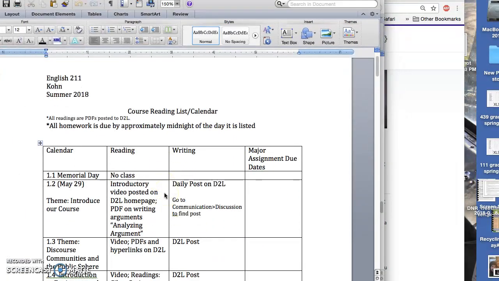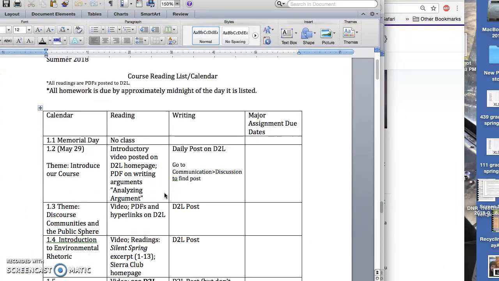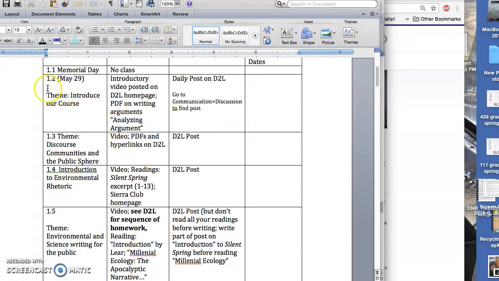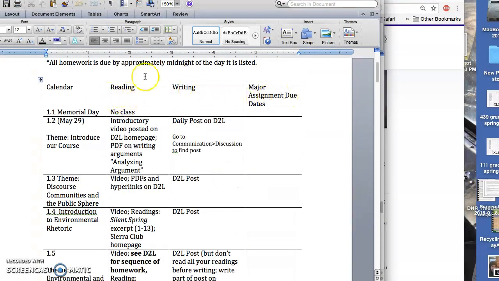The last thing we might talk about briefly then here is our course calendar. And you can see week 1, day 2, Tuesday, week 1, day 3, Wednesday, etc. All we do is I have it broken down into these columns. Here's your reading for the day, which you'll always find on D2L. Right? You've got the videos listed too. Watch the video, open your PDF. But remember, always go to the daily post in my instructions first.